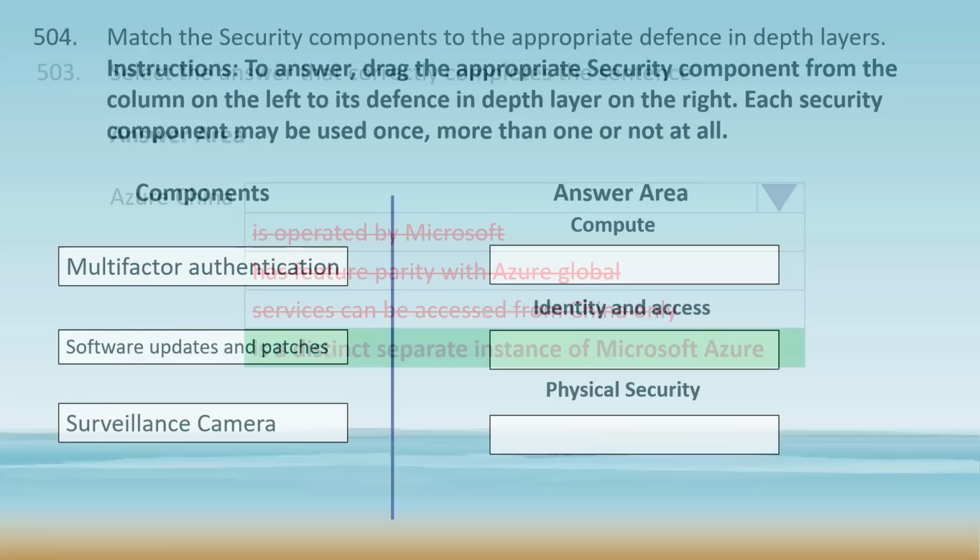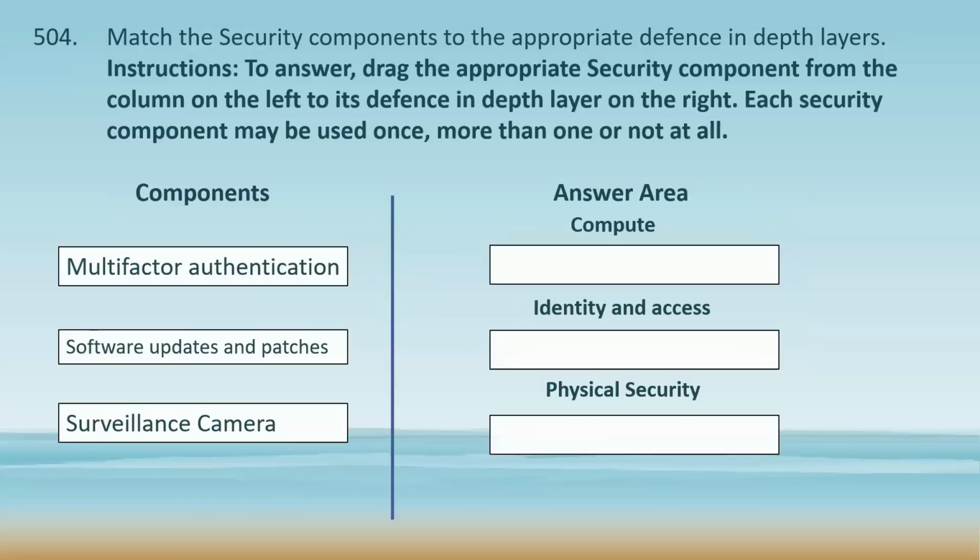Next question. Match the security components to the appropriate defense in-depth layers. Instructions are to answer, drag the appropriate security component from the column on the left to its defense in-depth layer on the right. Each security component may be used once, more than once, or not at all. The components are multi-factor authentication, software updates and patches, and surveillance camera.